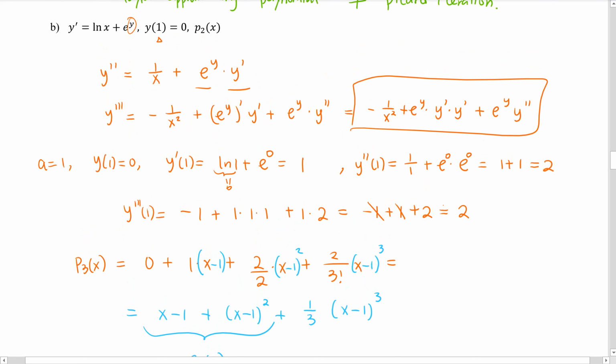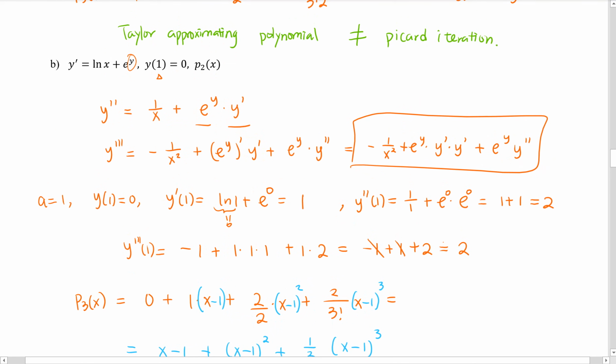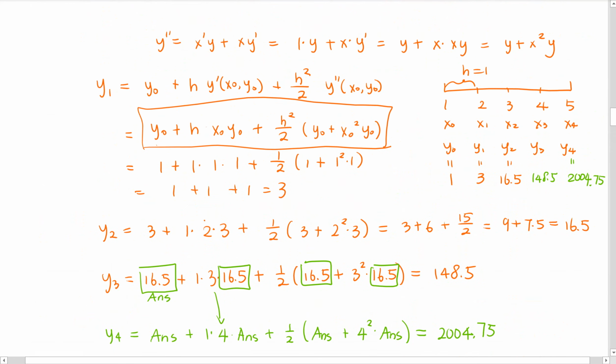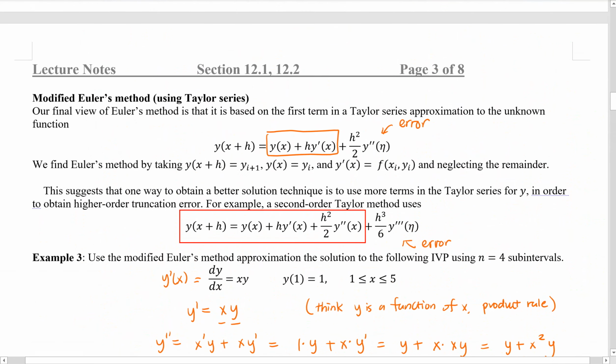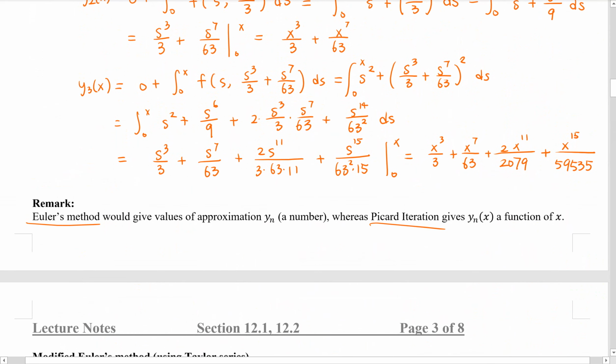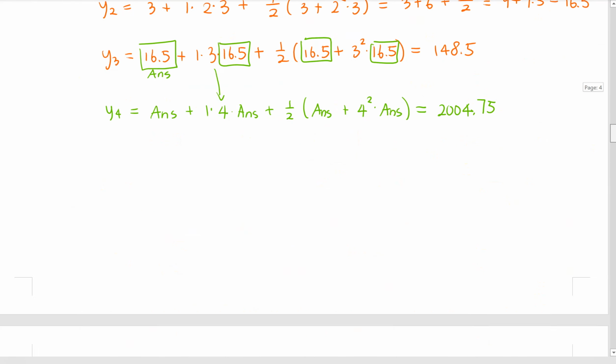For this same example, you can also try to calculate the Picard iteration, which is hard, because if you can remember what we did for the Picard iterations, we plug in the s into the f and integrate it. If the function has an exponential or logarithm function, in general it is so complicated to calculate. So I would say the Taylor approximating polynomial is easier to compute.